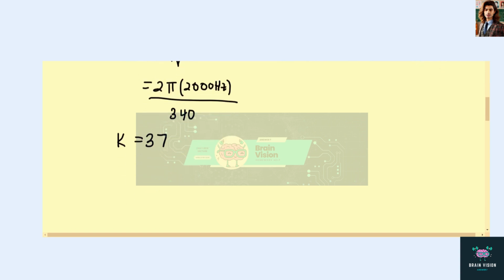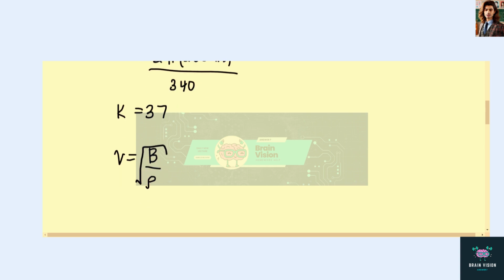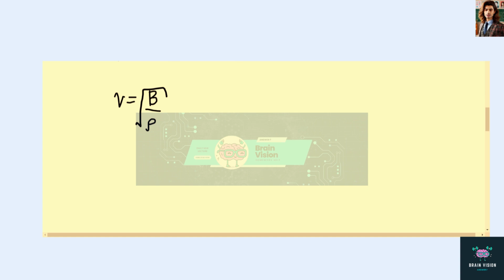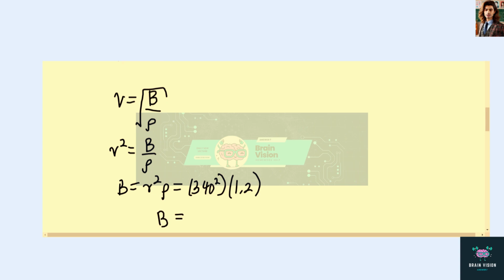For the bulk modulus, we can relate that to the speed using this formula. If we square this, we'll get v squared is B over rho. So B is v squared rho. So it's going to be 340 squared meters per second squared times 1.2. Let's see what we get for that. So the bulk modulus is about 139,000.